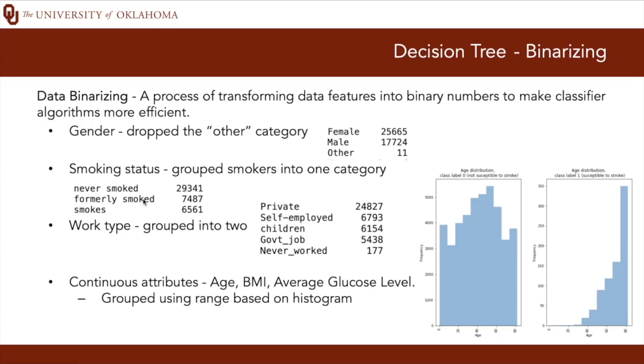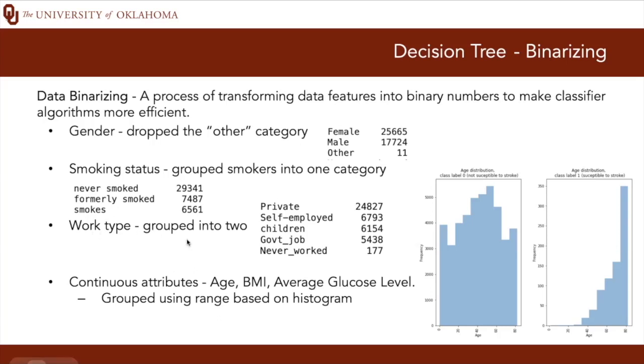Smoking status has 3 different categories, and we can't drop any of them since they do have significant information. However, never smoked and the other 2 have a meaningful distinction. Never smoked are people who have never smoked in their life, and formerly smoked and smokes categories are people who have smoked at some point. So it's smoker versus non-smoker. So we group these 2 together, and we have a binary value here. Either they smoked or they didn't.